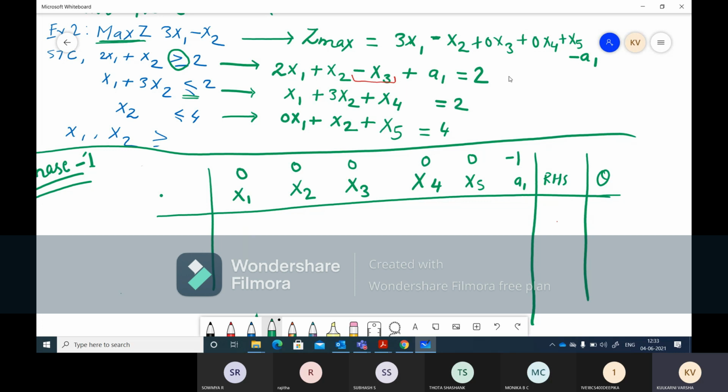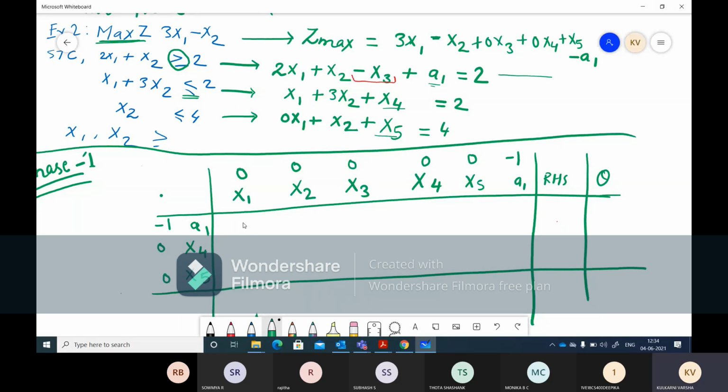Now always remember, from the first equation, what you have to take? A1. So take a1. From the second equation, you have to take this surplus variable, so x4. From the third equation, this slack variable. So we have written this. The coefficient of a1 is minus 1, but for x4 and x5 it is 0.